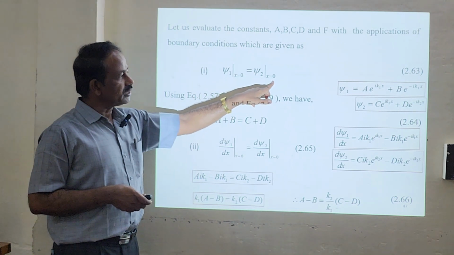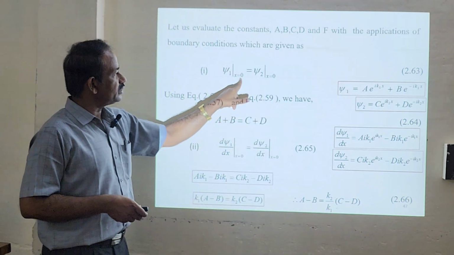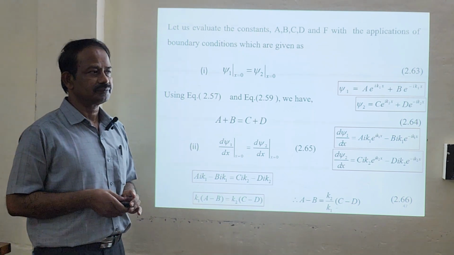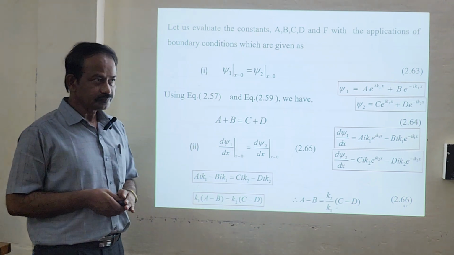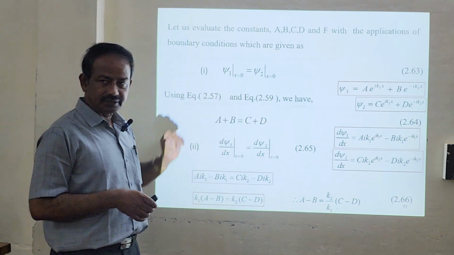And psi 2 at x equal to 0 will be c plus d. You just equate these two, that will give you a plus b equals c plus d, which is equation 2.64. Any doubt? So we have applied the first boundary condition and we have obtained this.